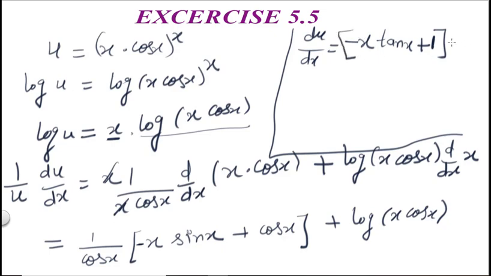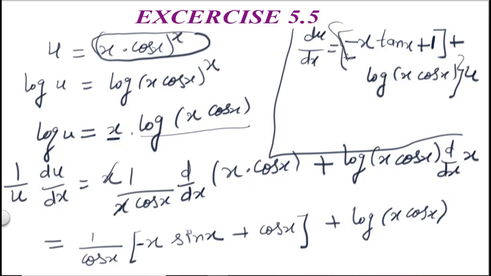Okay. Then plus, what do we have? Log of x cos x. Clear? Here we had 1 by u. So these two complete terms will be multiplied with u. What is the value of u? This one: (x cos x) whole power x. So you have found what? du by dx. Similarly, we will find dv by dx.